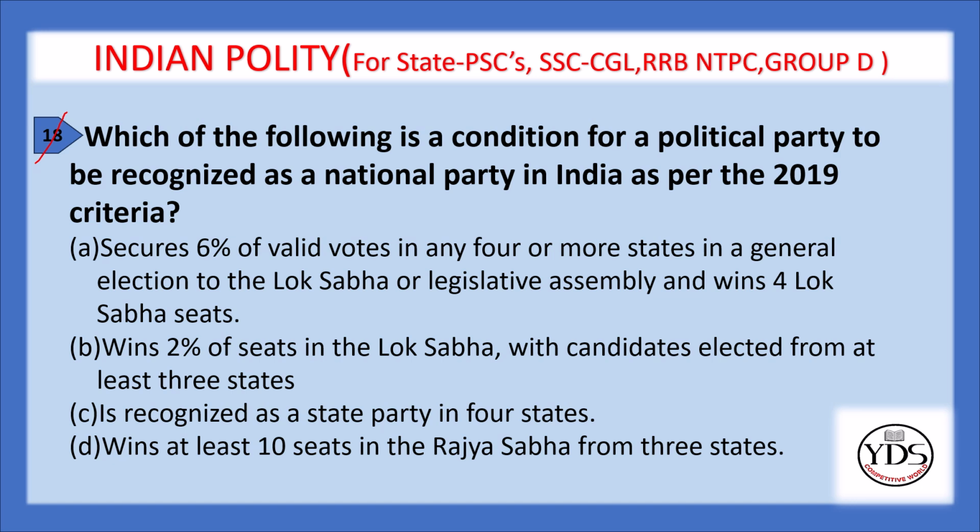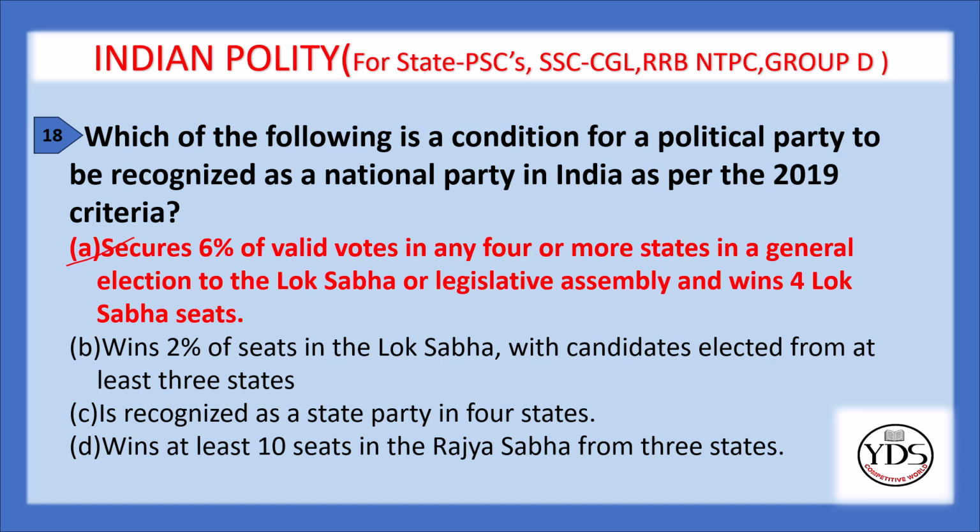18th question. Which of the following is a condition for a political party to be recognized as a national party in India as per the 2019 criteria? Option A. Secure 6% of valid votes in any four or more states in a general election to the Lok Sabha or Legislative Assembly and wins 4 Lok Sabha seats. Option B. Wins 2% of seats in the Lok Sabha with candidates elected from at least 3 states. Option C. Is recognized as a state party in 4 states. Option D. Wins at least 10 seats in the Rajya Sabha from 3 states. Option A is the correct answer.